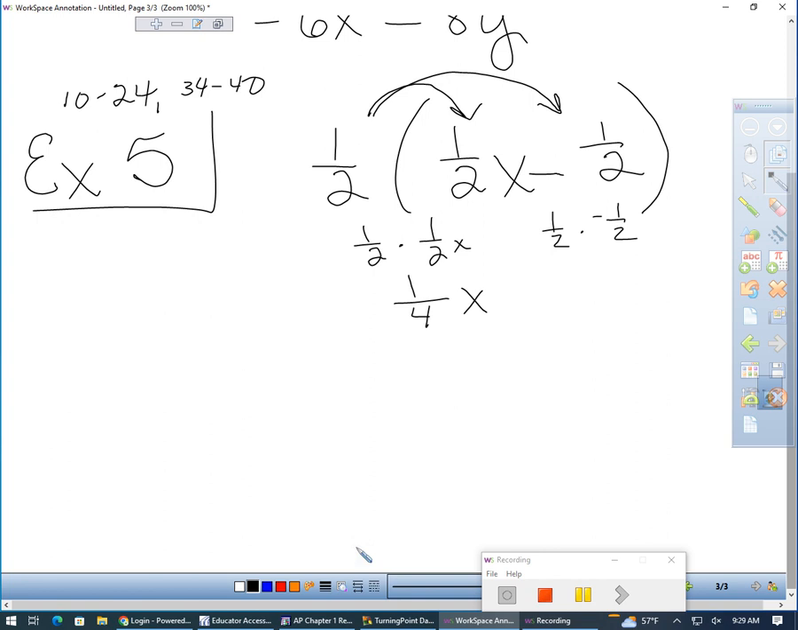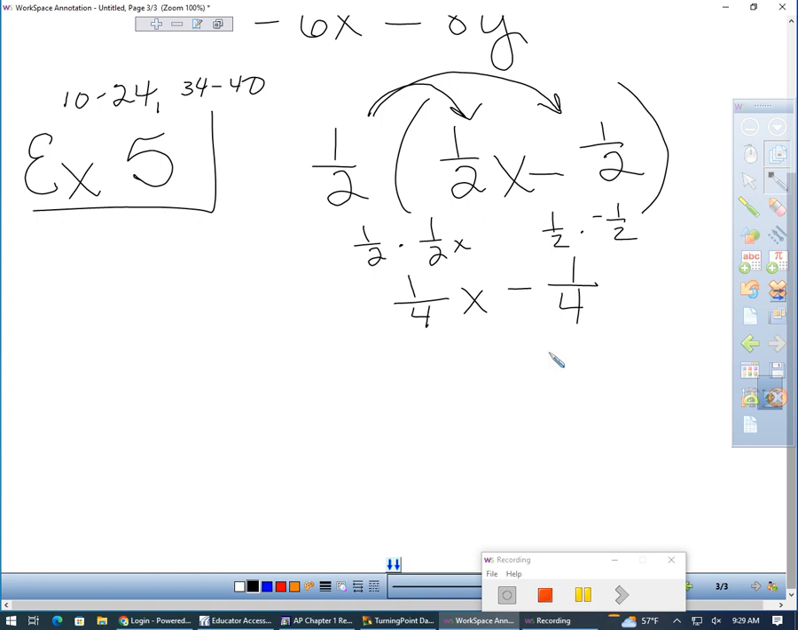Can I do any cross reducing? No. So 1 times -1 is -1, and 2 times 2 is 4. So even if it's fractions, it's done the exact same way. Nothing changes. All right. So on all of these, we've been taking and putting it together.